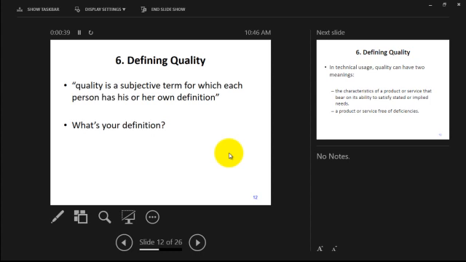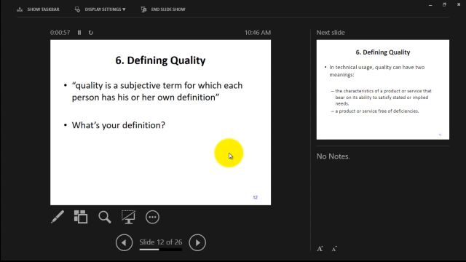Now this is section 2 of my first lecture. I finished until slide number 11. Now this is slide number 12. So I will start from the quality definition.